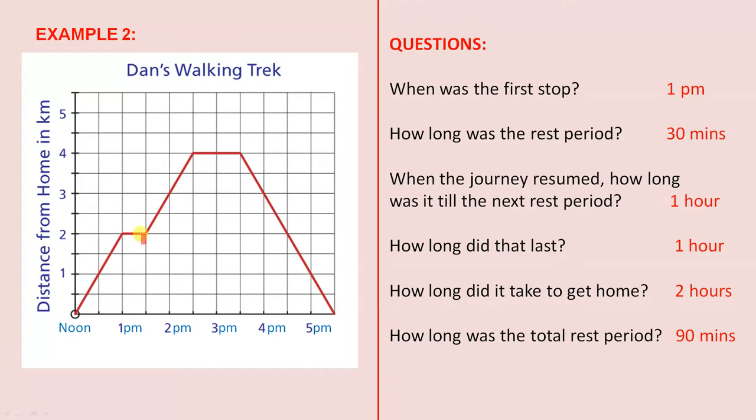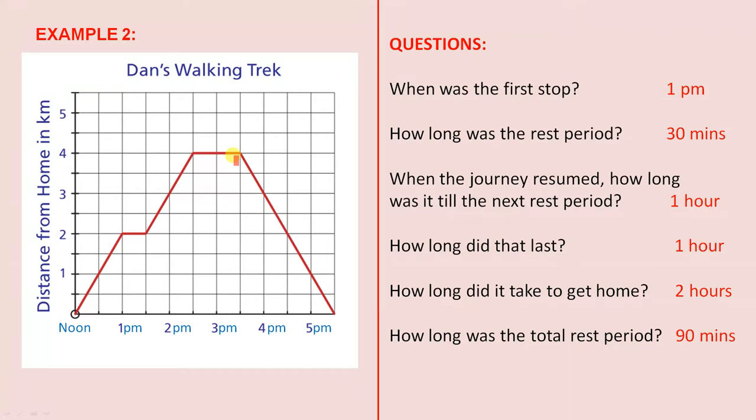How long was the rest period? It was only 30 minutes because the distance from here to here is 1 hour, so that must be 30 minutes. When the journey resumed, how long was it till the next rest period? So the journey resumes here, so between 1:30 and 2:30, so that's an hour between the next rest period. How long did that last? Well, that lasted from 2:30 to 3:30, so it was only 1 hour.